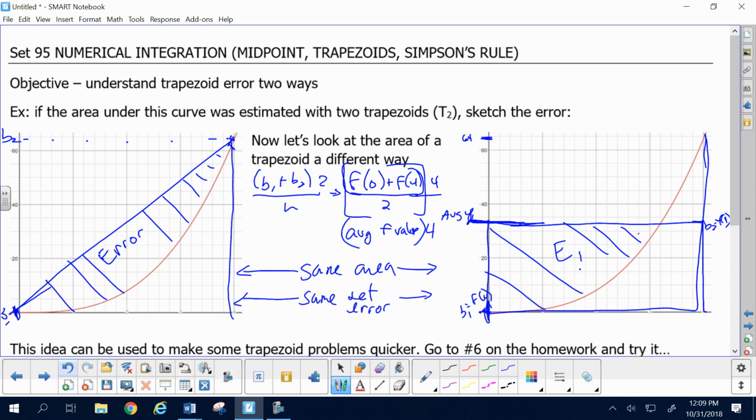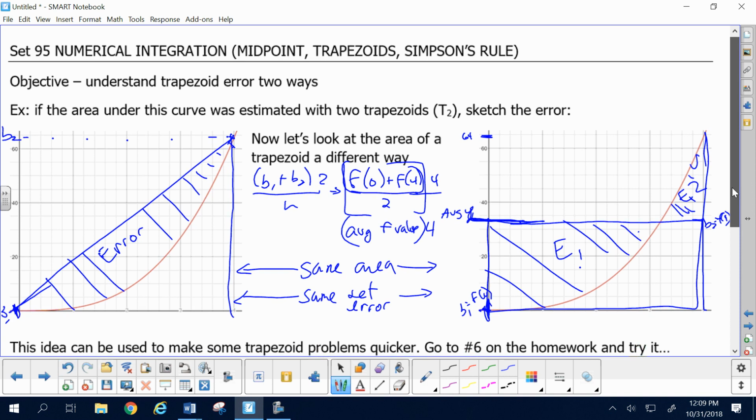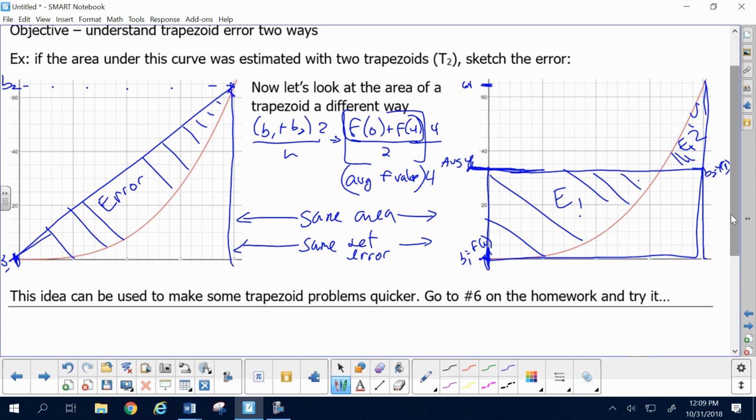Yeah. Okay? This error 2 is below the true area under the curve, right? So when I say their errors are equal, this general error over here is equal to the difference between those two errors. If I took the overestimate, take away the underestimate, they'd be equivalent.